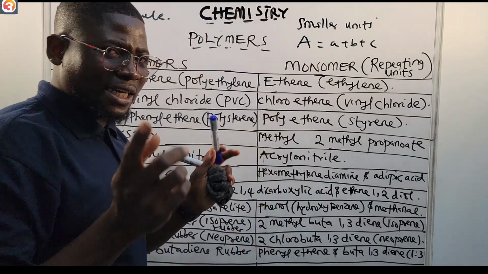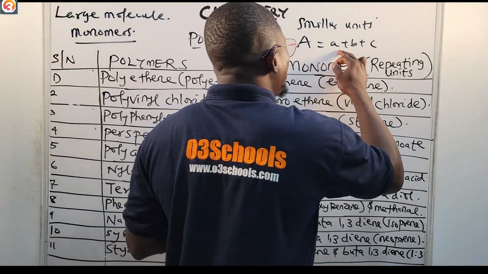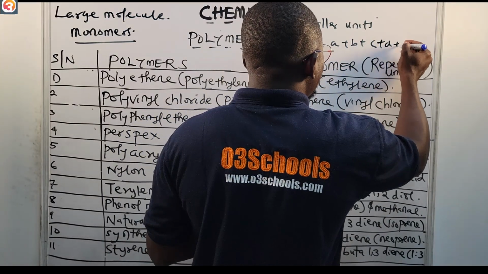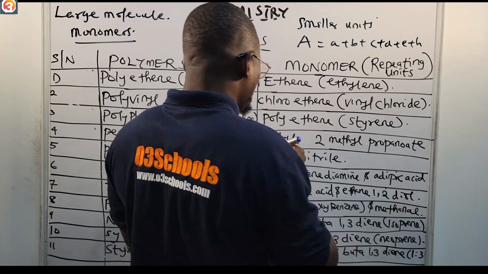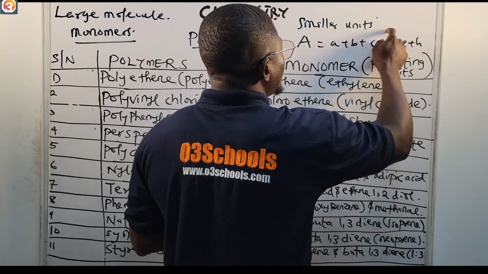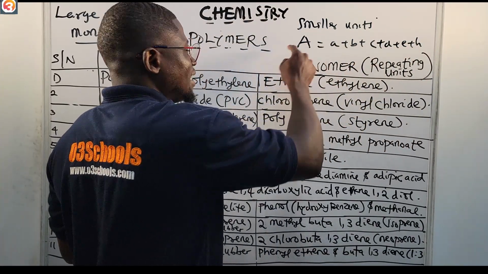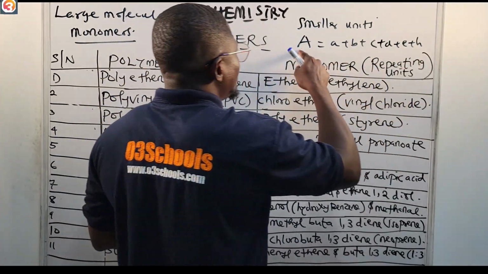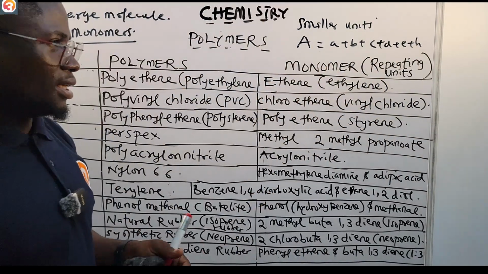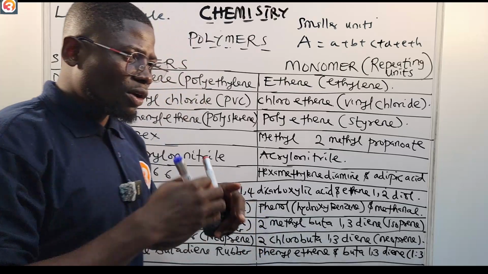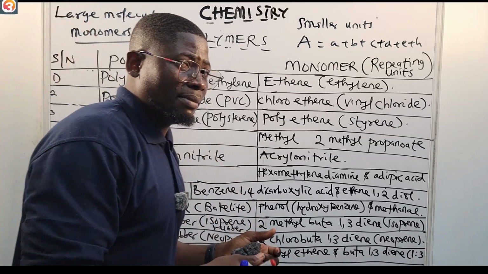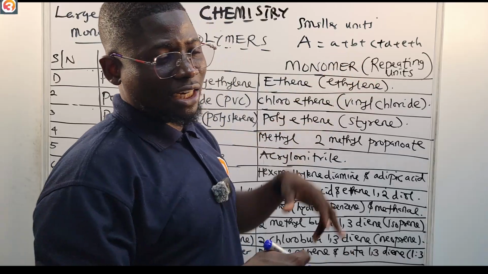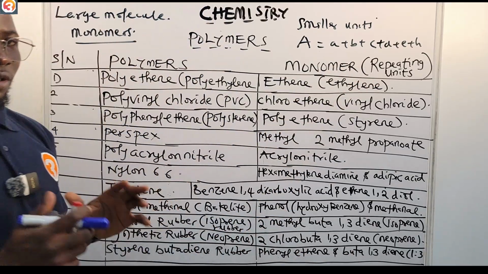What this equation is simply telling you is that when you add all of these small units together, let us say plus D plus E plus H, once you add all of these units together, what it gives to us is this A. That means that in this case, all these ones are the monomers, while these ones are the polymers. We'll talk about it in a moment. The monomers may be identical or they may be different.